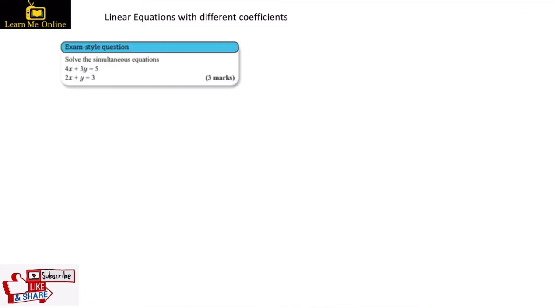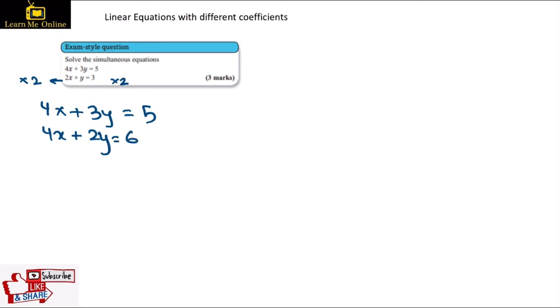Now here we have got the last example on solving the linear simultaneous equations, and this is an exam style question. So first I'm going to decide whether I'm making the x variables the same or the y variables the same. This time I'm going to make the x variables the same. To make the x variable the same, you're going to multiply your second equation by 2, on both the sides. Keeping the first equation the same would be 4x plus 3y equals 5. Multiplying the second equation by 2 would be 4x plus 2y equals 6.